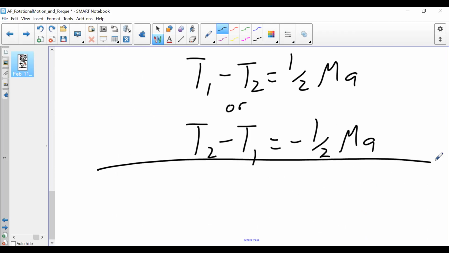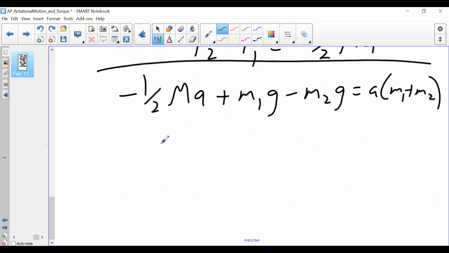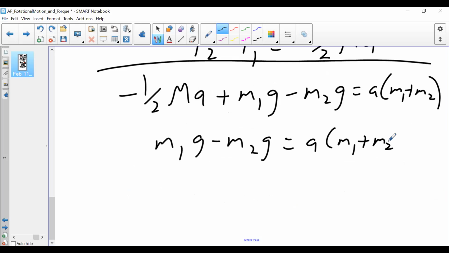So it's going to be negative 1/2 MA plus M1G minus M2G equals A M1 plus M2. Put all the A's together. All of your A's together equals A M1 plus M2 plus 1/2 M.